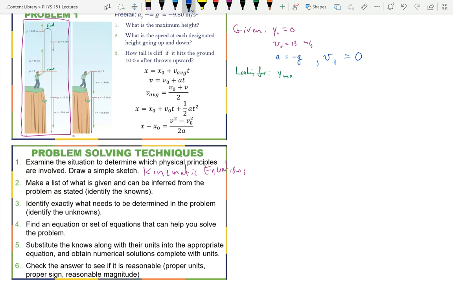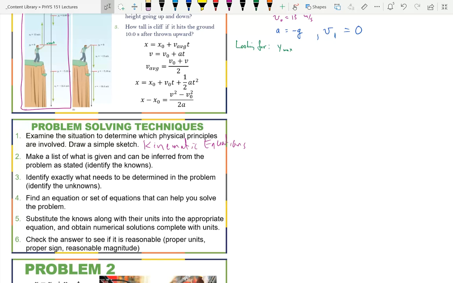Step 3, identify exactly what needs to be determined in the problem. Okay, I've already done that. Y max. I guess I should have put equals question mark just so it's really clear what I'm looking for. Now find an equation or set of equations that help you solve the problem. So my idea here was the kinematic equations. So now I have to decide which kinematic equation is going to work best for me. So we have the kinematic equations up there.